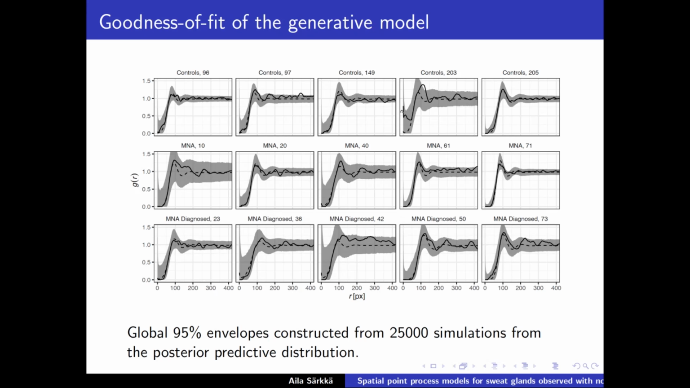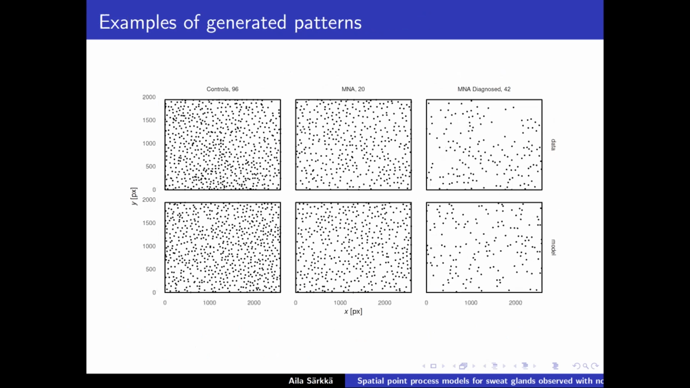And here in fact you see the problem with the pair correlation function: the model has a lot of flexibility, so at short distances it's not really reliable. But this model seems to be quite nice.